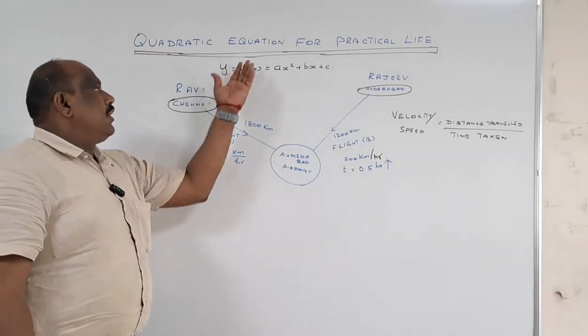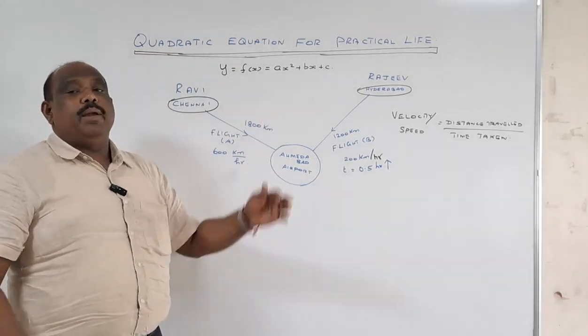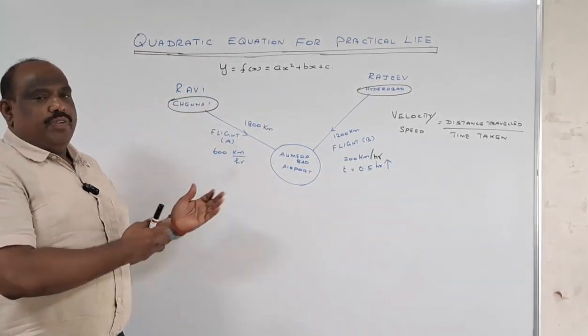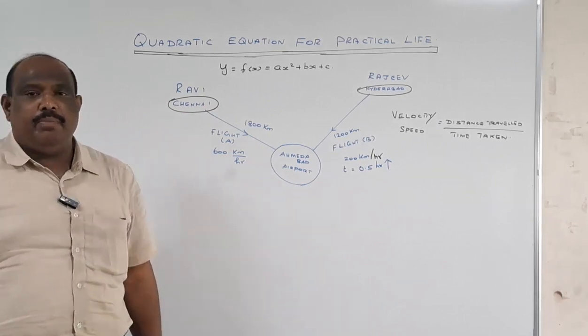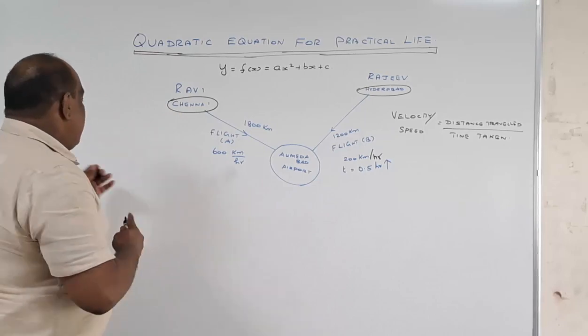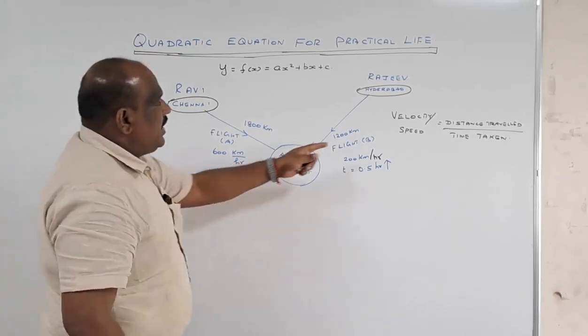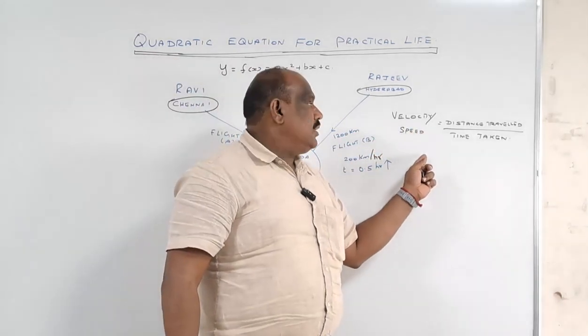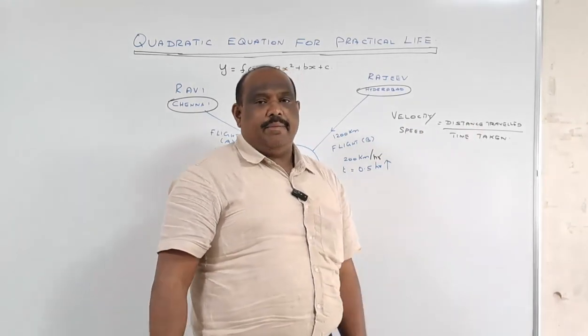So how may a quadratic equation of this type be helpful for the friends to reach and meet at Ahmedabad airport? We know the formula for velocity, which I have written here. The formula for velocity or speed is distance traveled by time taken.